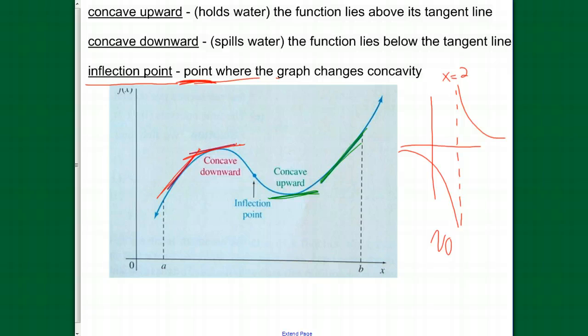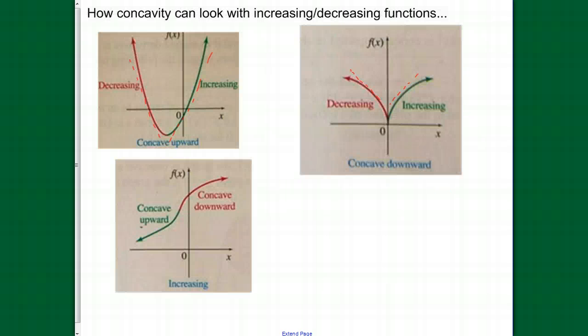So with this graph, the big blue one here, there's that point where it's changing from concave down to concave up. That would be the inflection point. All right, so just some looks at the graphs. What we have here is the different looks of concave up or down depending on if the function is increasing or not.